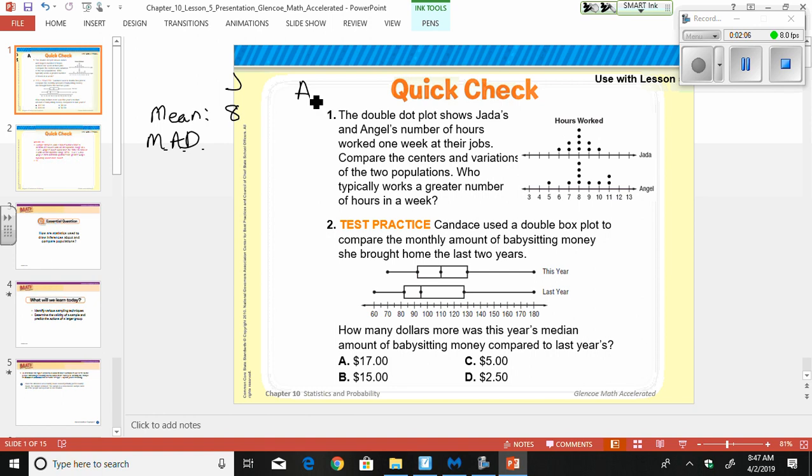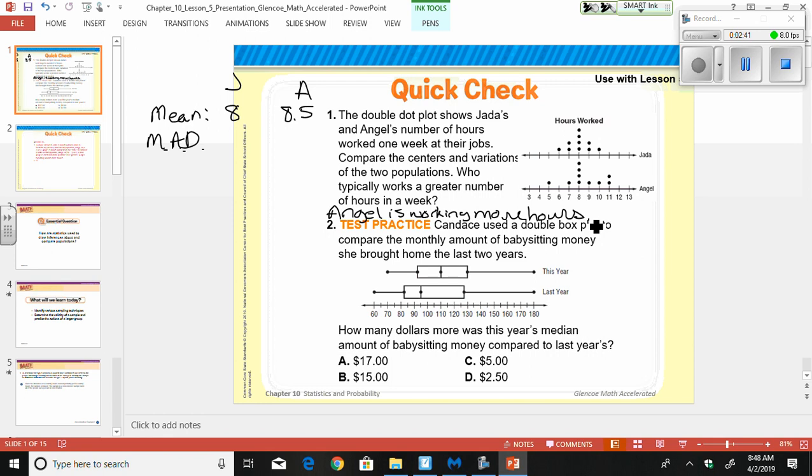This is for Angel. Angel is 5 plus 7 plus 8 plus 8 plus 8 plus 8 plus 9 plus 10 plus 11 plus 11. Again, divided by, I'm assuming 10. 1, 2, 3, 4, 5, 6, 7, 8, 9, 10. Yep, divided by 10, so that's 8.5. So on average, he is working more. So Angel is working more hours.